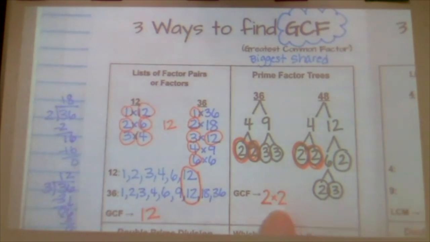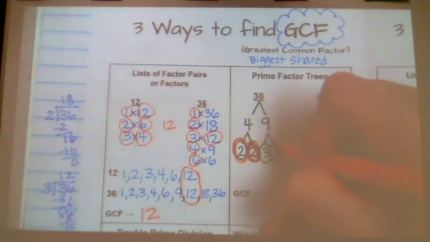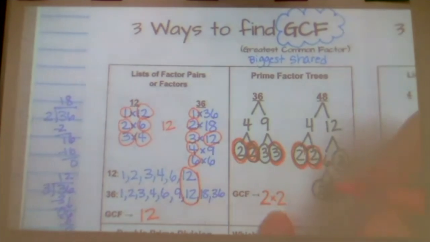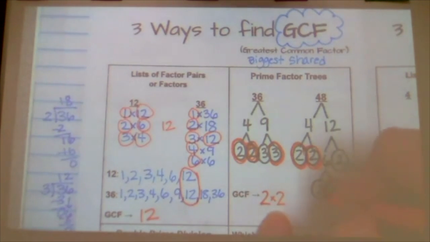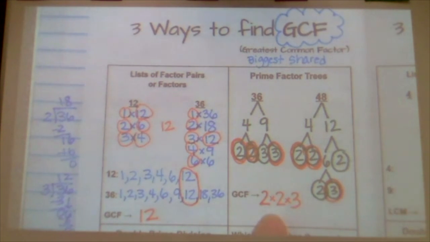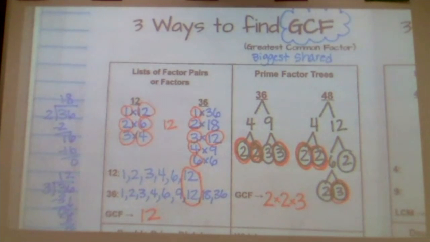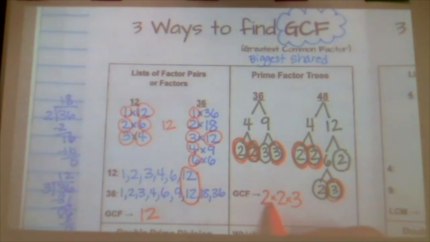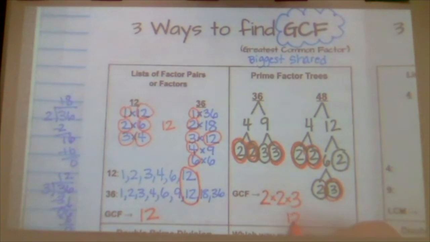Do they have anything else in common? Oh, I see a 3 branch over here on the 36 tree and a 3 branch on the 48 tree. So they also have a 3 in common, and I'm going to put it on my list. I don't see any other branches that show up on both trees, so I'm done finding the branches that they had in common. So I'm going to multiply these branches together to get a number. 2 times 2 is 4, and 4 times 3 is 12.